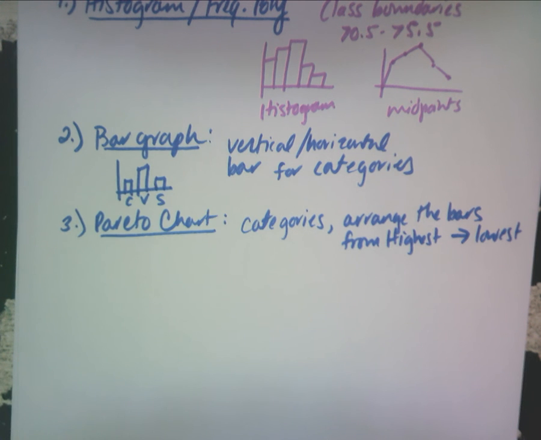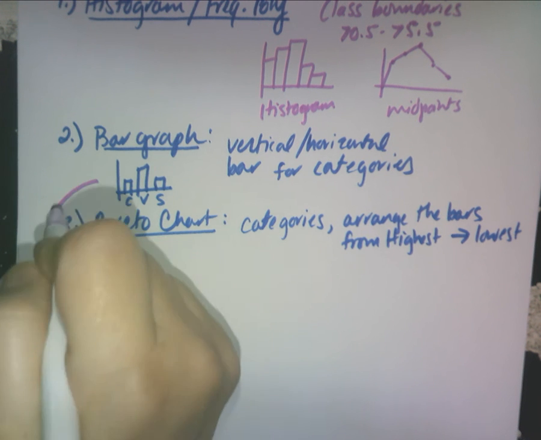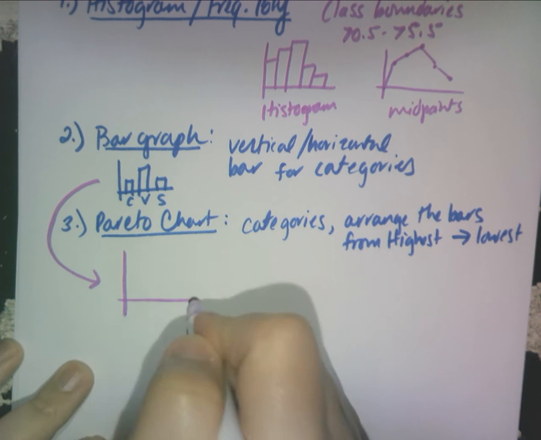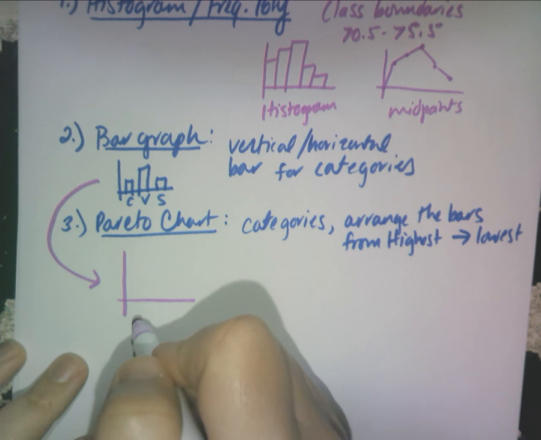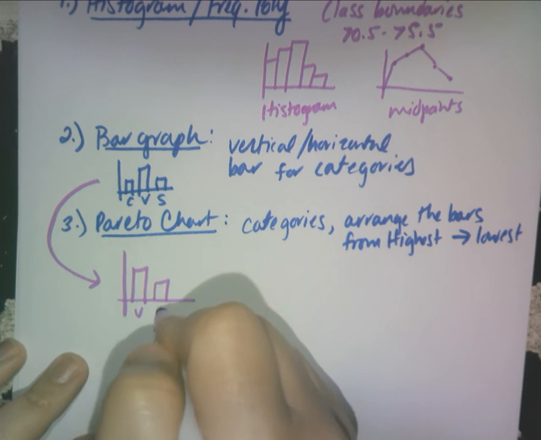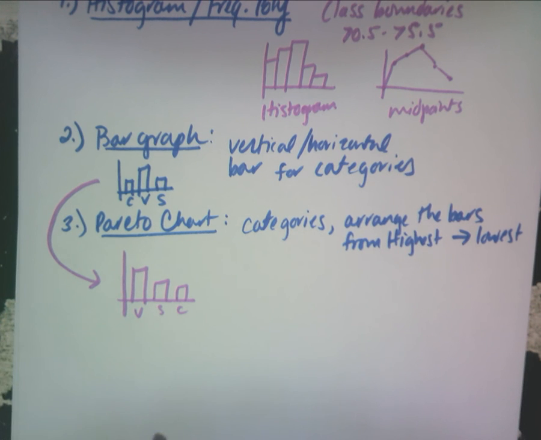You would take that same bar graph that you just made, and to make it a Pareto graph, you would arrange it from the highest. So what would come first? Vanilla. And then strawberry, and then chocolate, something like that. So you would arrange it from the highest to the lowest.